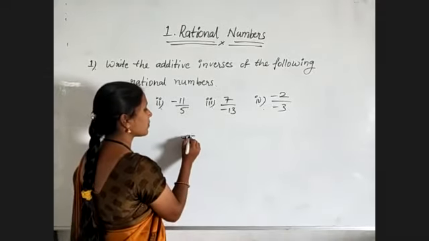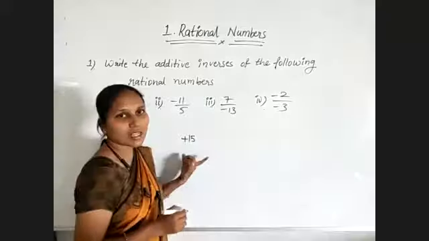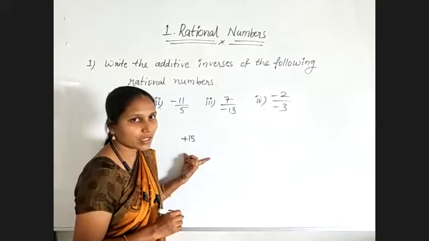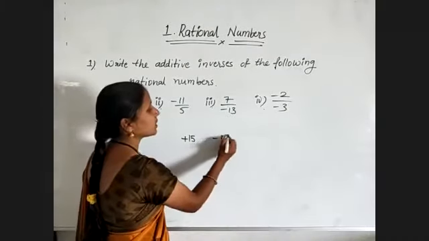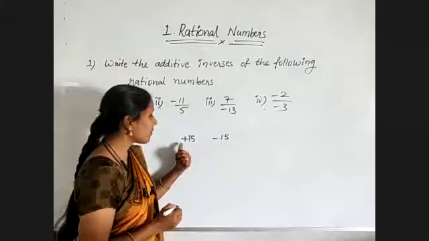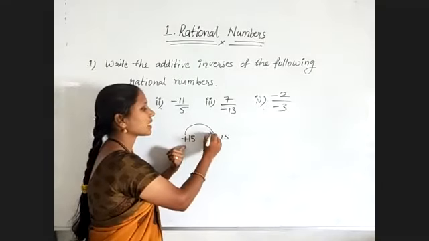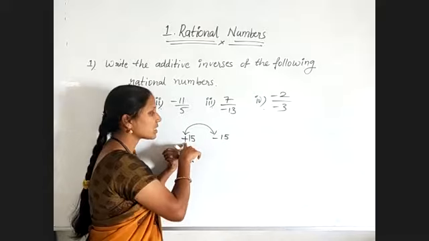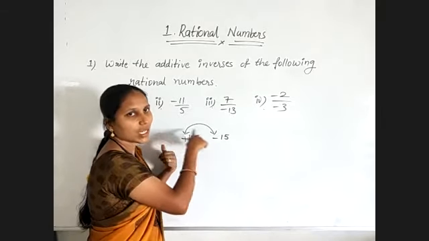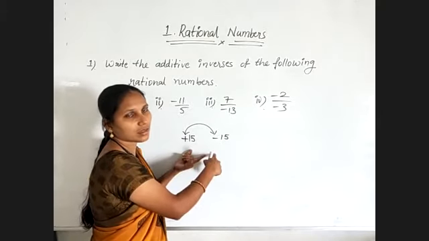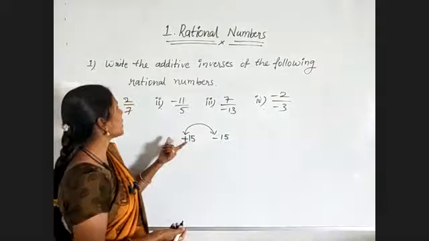And suppose I have 16. What is the additive inverse of plus 16? It is nothing but minus 16. So whenever a positive number is there, we get the same number, just reflected by the sign. If it is plus, then we will get minus. If minus is there, then plus. So that's all. Now come to this value.